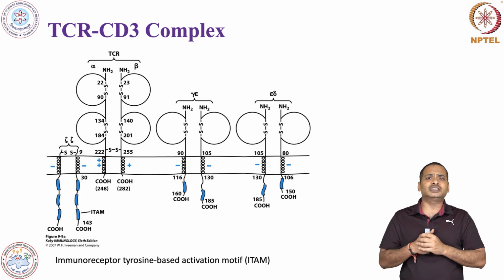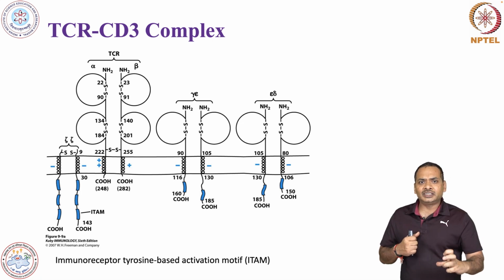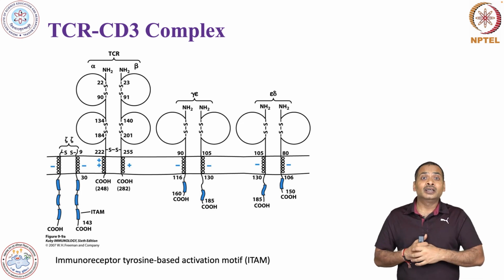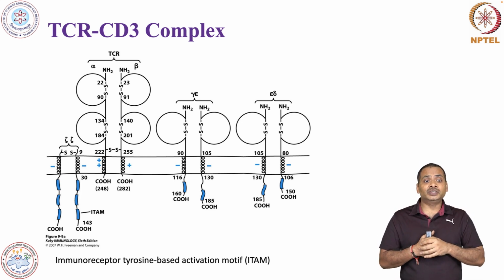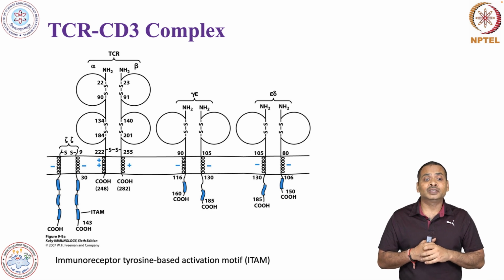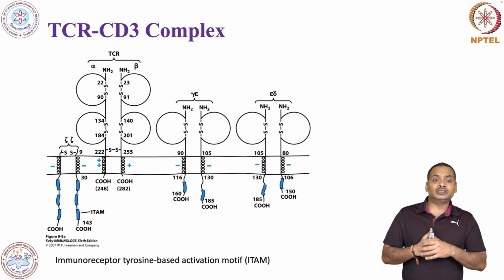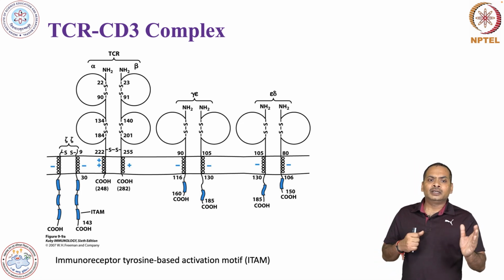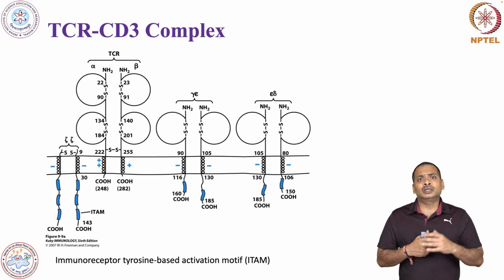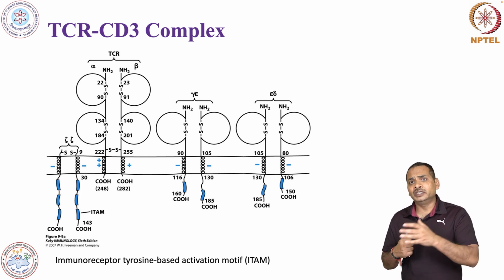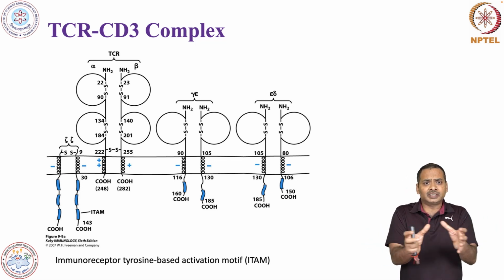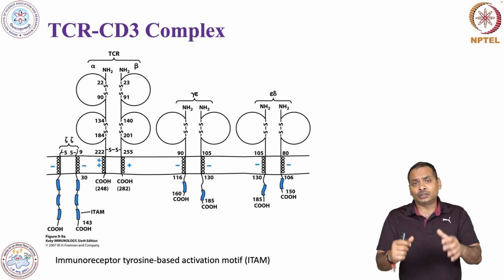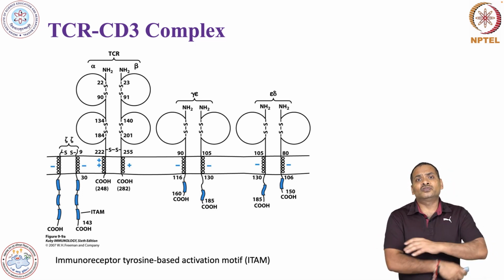Here you can see the zeta chain. The zeta chain has a long cytoplasmic domain, and this domain has a unique motif which we call an ITAM. It's an immunoreceptor tyrosine based activation motif. It is also present along with gamma epsilon and epsilon delta. So these are the chains, and all these are always present in a complex form. This is needed in order to make the TCR functional.